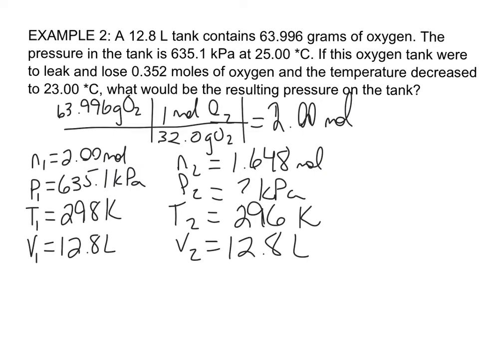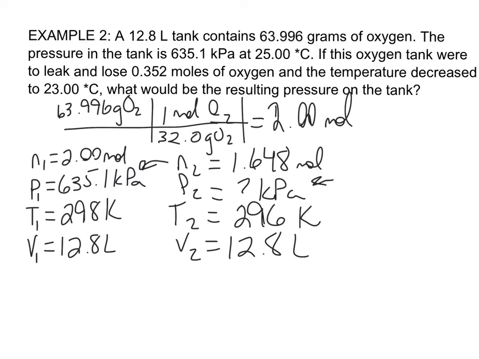At the end of our changes, we have lost 0.352 moles of oxygen, so we've gone from 2 down to 1.648, subtracting away the moles that we lost. We're looking for our second pressure, which we're going to solve for and end with a unit of kPa, because we start with units of kPa. We dropped to 23 degrees Celsius, which we've converted to 296 Kelvin, but the volume of the tank didn't change.